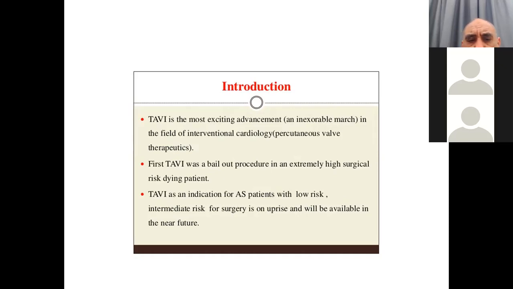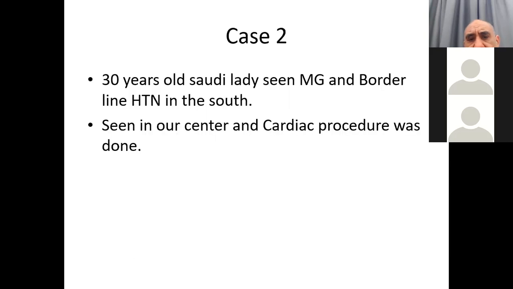Cardiac CT is important, from the femoral artery until the heart, to see the diameter of the femoral artery, iliac artery, and the aorta, because the valve will be introduced from the femoral artery. The femoral artery diameter should be at least 6 or 7 millimeters, and the aorta should not be calcified and not tortuous to allow the introduction of the valve.